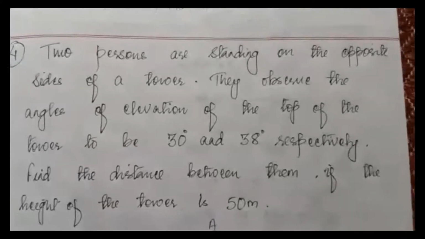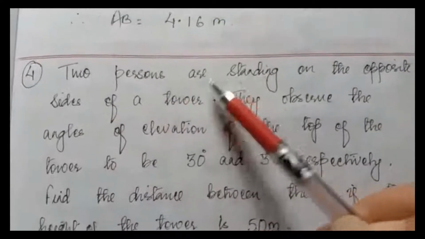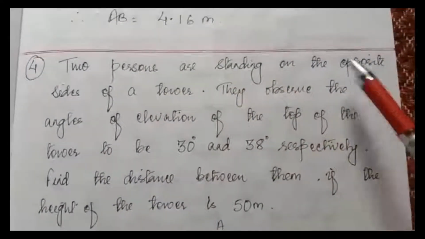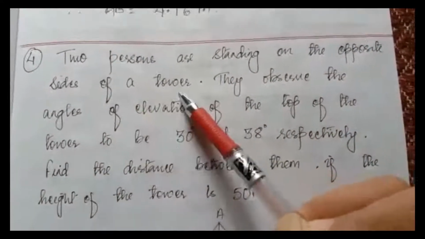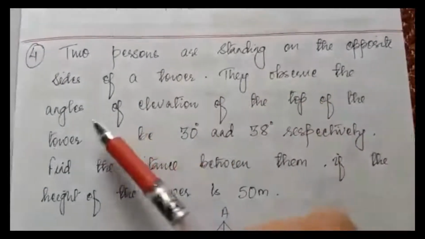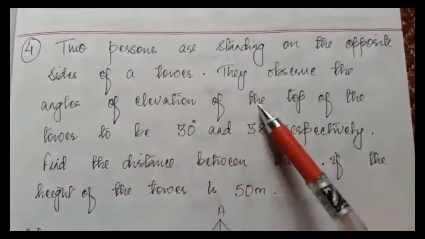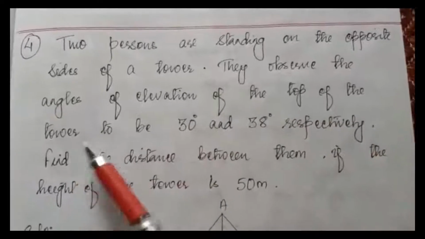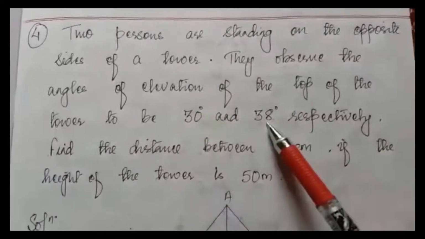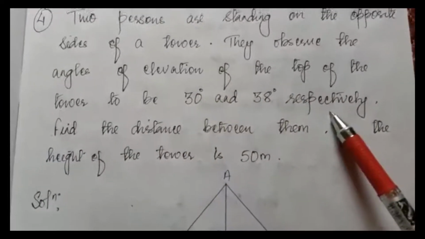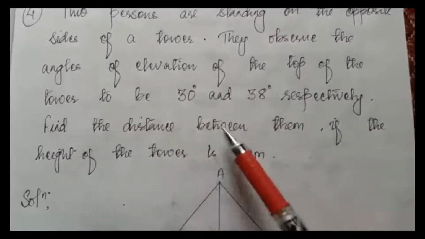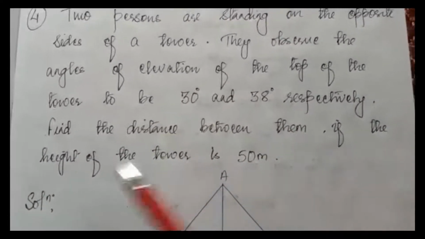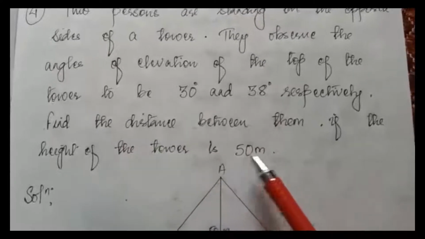Next question, question number 4. Two persons are standing on the opposite sides of a tower. They observe the angles of elevation of the top of the tower to be 30 degrees and 38 degrees respectively. Find the distance between them if the height of the tower is 50 meters.